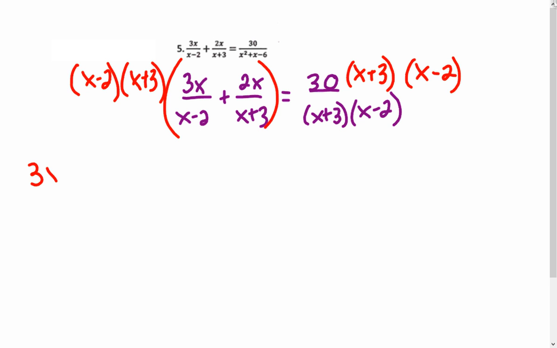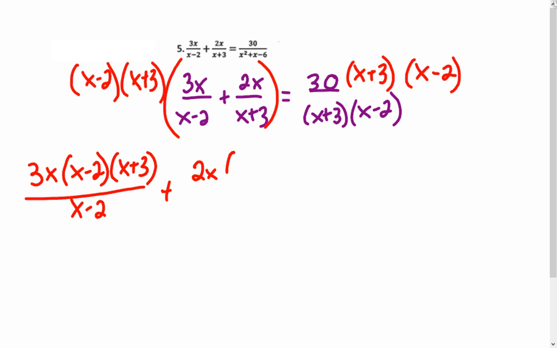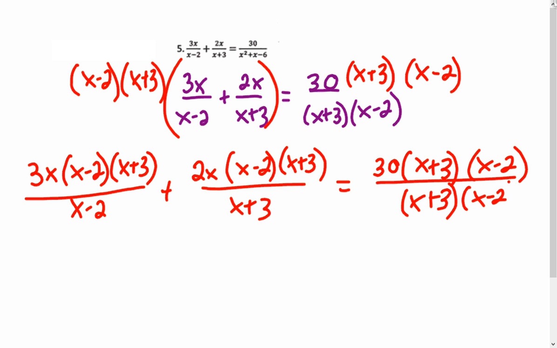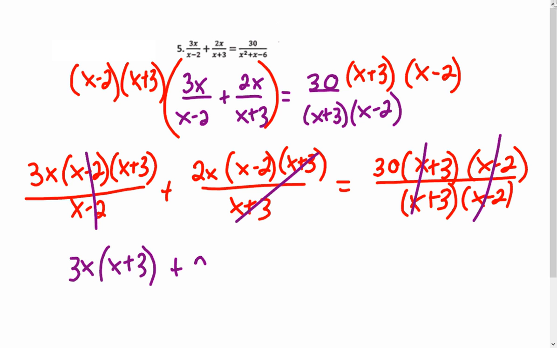So that gives us 3x(x minus 2)(x plus 3) over x minus 2, plus 2x(x minus 2)(x plus 3) over x plus 3, and then you get 30(x plus 3)(x minus 2) over (x plus 3)(x minus 2). It doesn't matter which order you put your factors in. Find all those forms of 1. And then you're left with 3x times (x plus 3) plus 2x times (x minus 2) equals 30.